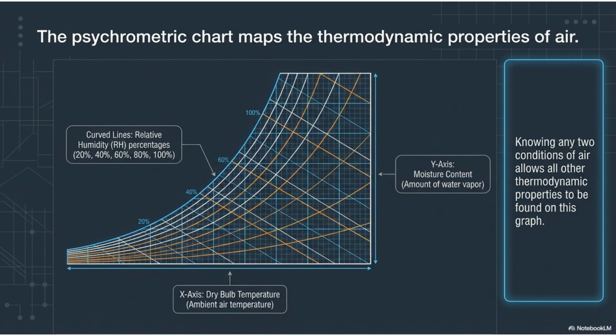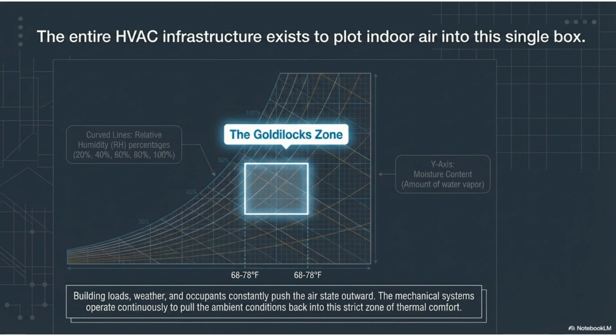The Psychrometric Chart maps the thermodynamic properties of air. The x-axis is dry bulb temperature, and the y-axis is moisture content. Knowing any two conditions of air allows all other thermodynamic properties to be found on this graph. The entire HVAC infrastructure exists to plot indoor air into the Goldilocks zone on the chart. Building loads, weather, and occupants constantly push the air state outward, and mechanical systems pull the ambient conditions back into this zone of thermal comfort.